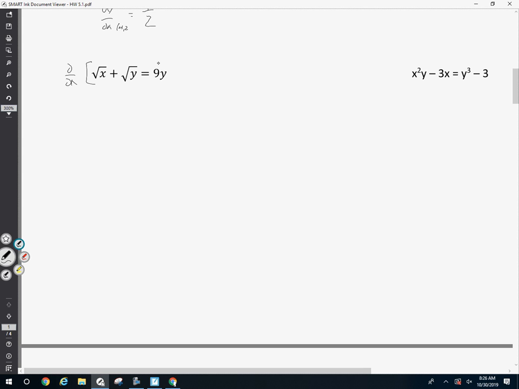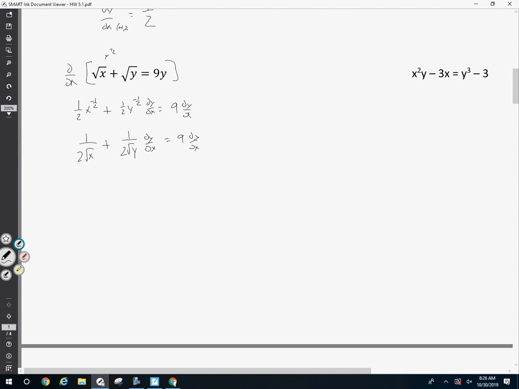All right, another derivative. Square root x is x to the 1/2. Bring the 1/2 down. X to the negative 1/2. Bring the 1/2 down. Y to the negative 1/2. Dy/dx. 9 dy/dx. I rewrite this as 1 over 2 root x. This is 1 over 2 root y.